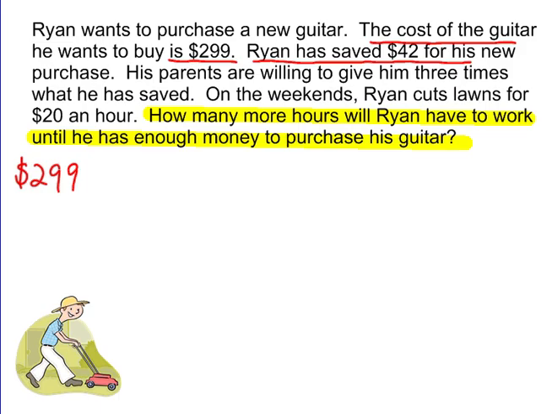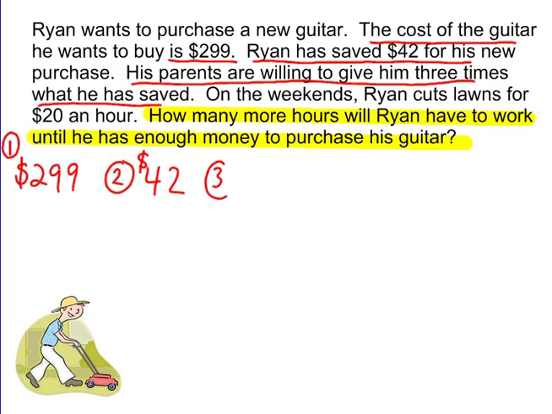Okay, so I'm going to label these steps. That's how much he needs for the guitar. Step 2, he's got $42 saved. Now, does he have any other money? Well, it says here that his parents, they're willing to give him 3 times what he has saved. So they'll give him 3 times that $42. Well, let's find out how much money his parents are willing to give him. Let's take that $42 that he has saved. They're going to give him 3 times that amount. So his parents are willing to give him $126.